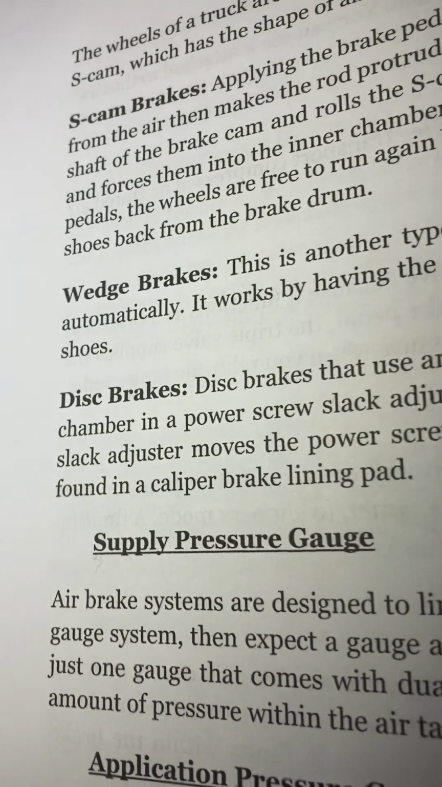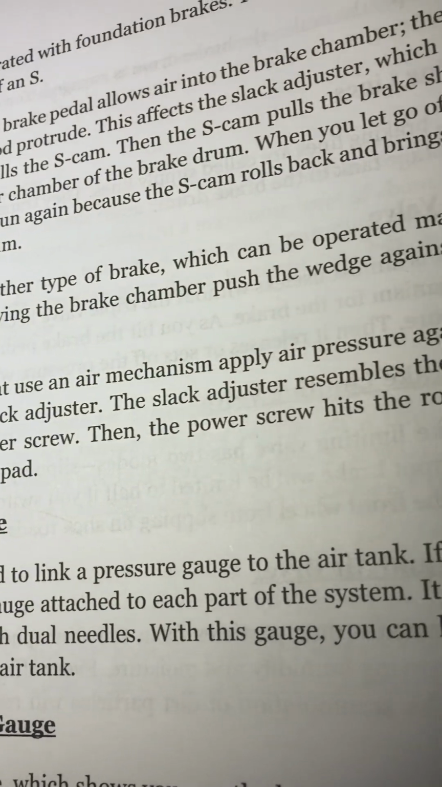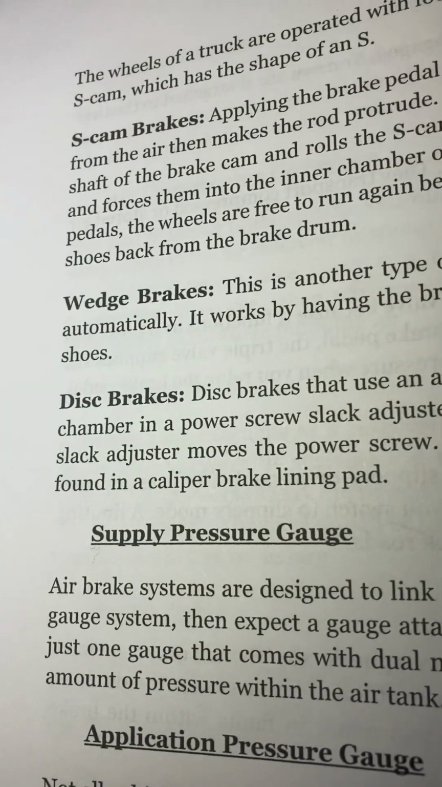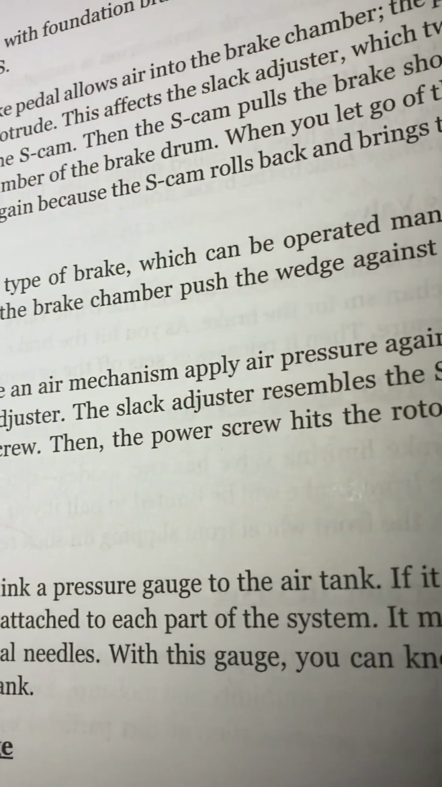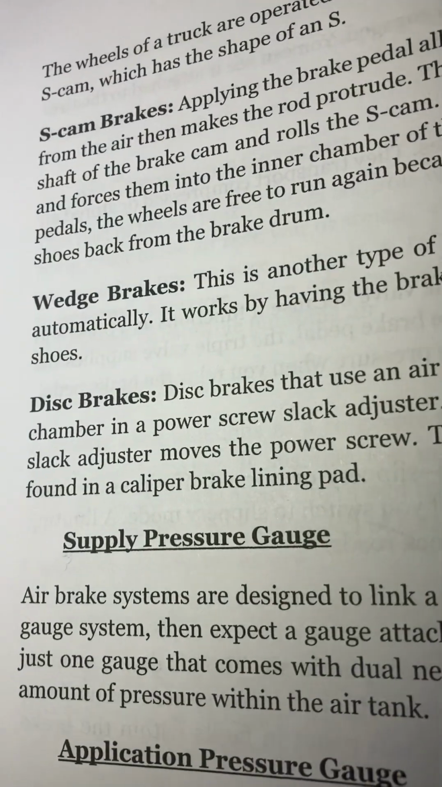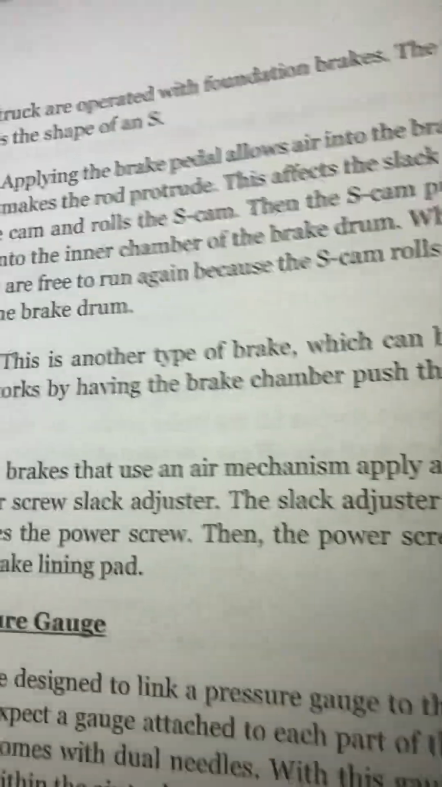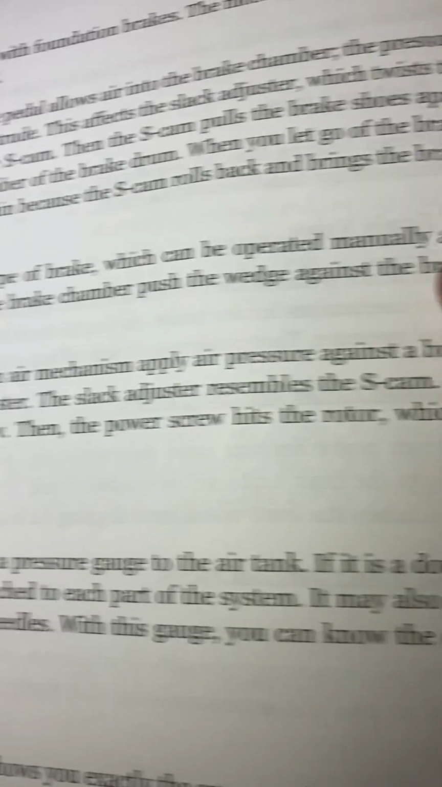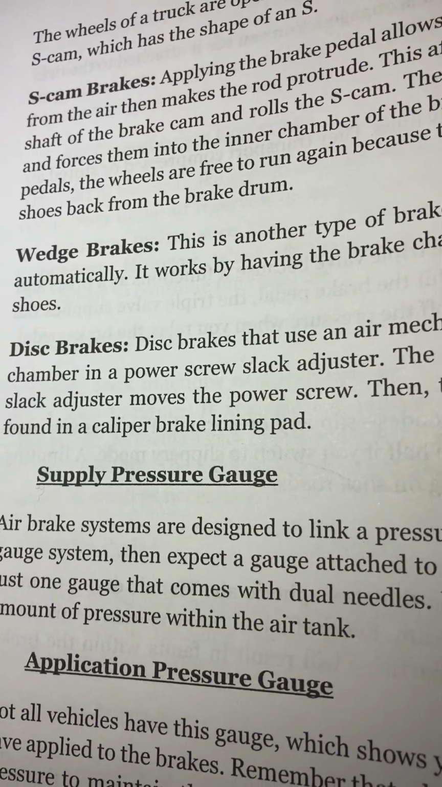Disc brakes. Disc brakes that use an air mechanism apply air pressure against a brake chamber in a power screw slack adjuster. The slack adjuster resembles the S-cam. The slack adjuster moves the power screw. Then the power screw hits the rotor, which is found in a caliper brake lining pad.